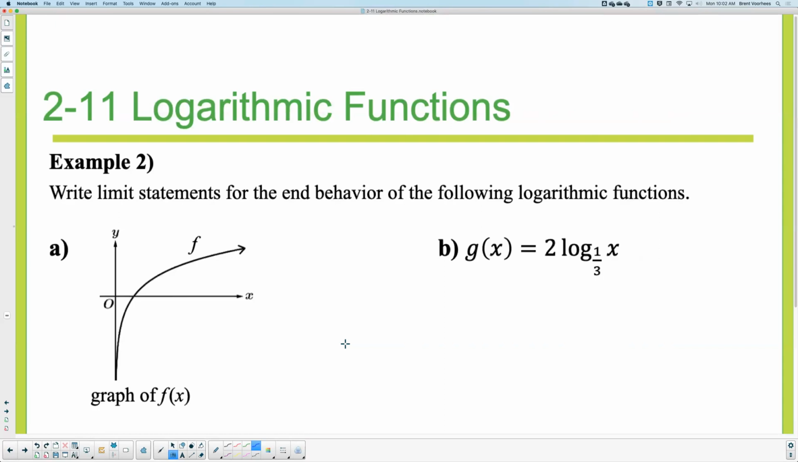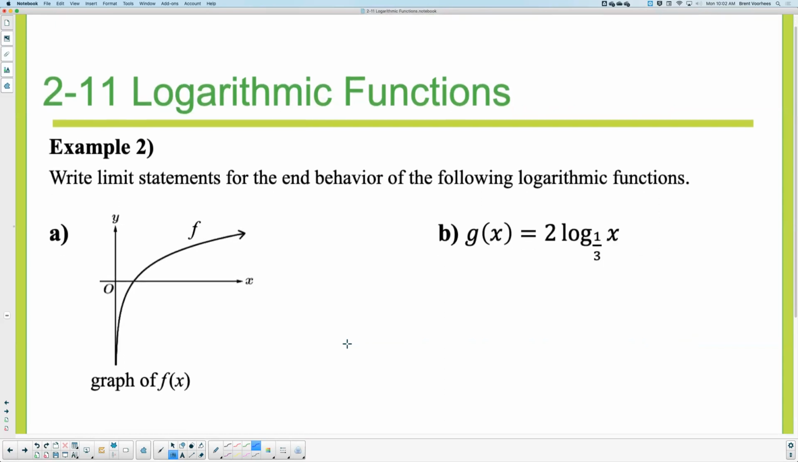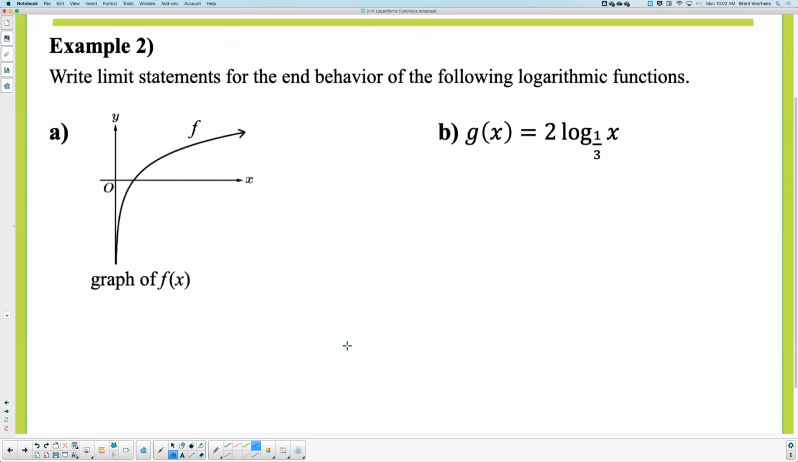Example 2. We want to write limit statements. So now we're going to practice limits for the end behavior of the following log functions. All right, this doesn't have an arrow right there. I'm going to add it to your graph. On this one, to the best of our abilities, what does it look like as we go left? What x value does it appear that this graph is approaching? It doesn't actually get there, but where's it going?